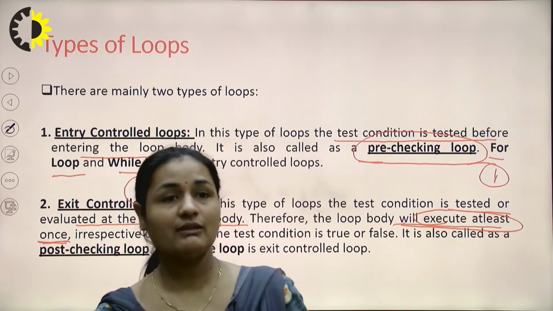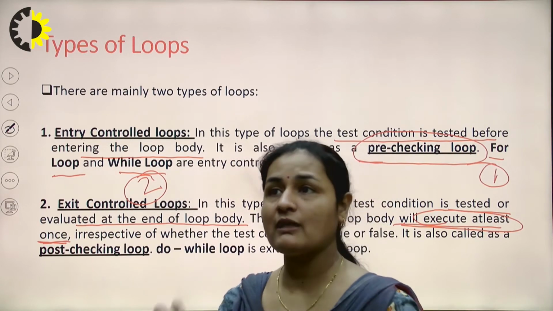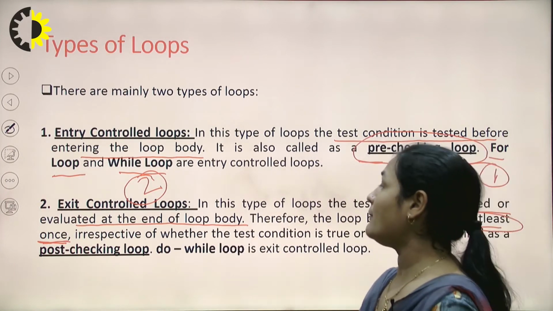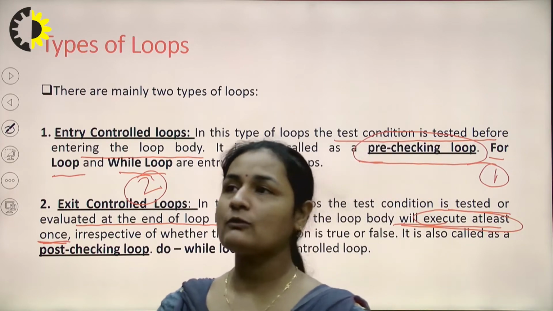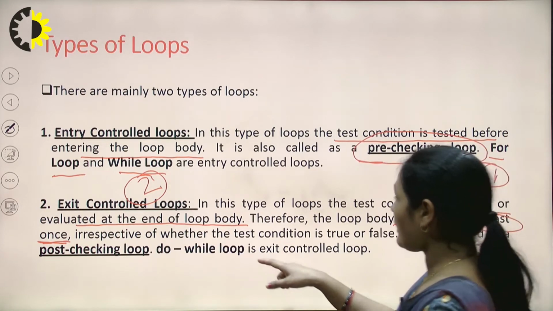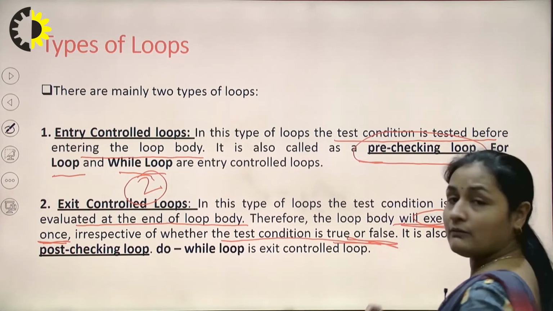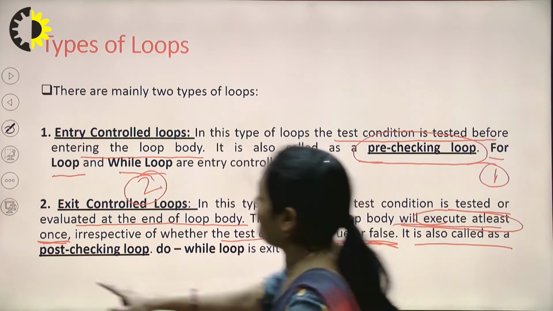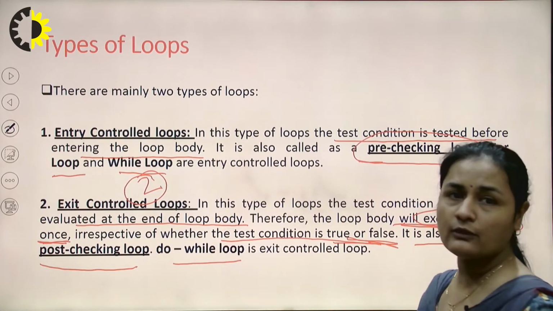But in case of an entry control loop, if the condition is false, the loop will not enter the body. But in case of an exit control loop, whether the condition is false or true, one time the loop will be executed, because we check the condition at the end of the loop. Irrespective of whether the test condition is true or false, the loop will run one time. It is also called a post-checking loop. Do while is an example of an exit controlled loop.